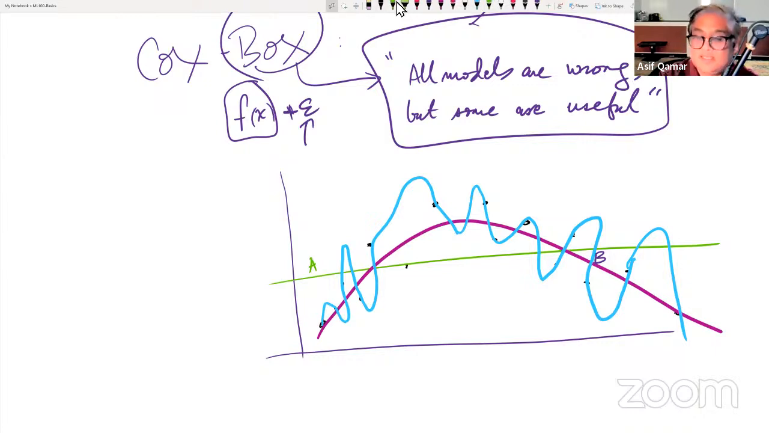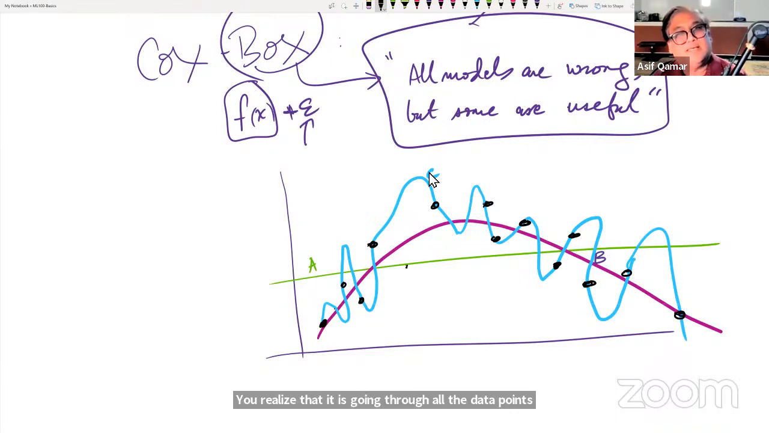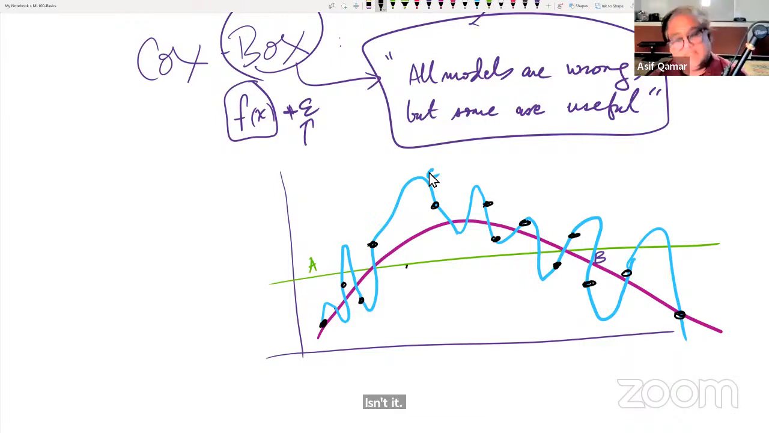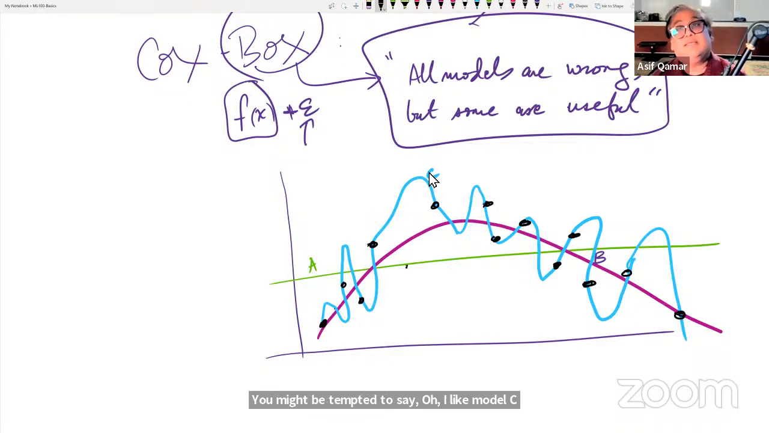If you notice, the blue line, which is C, happens to have no errors at all. You realize that it is going through all the data points, isn't it? So if you're just looking at the total error, you might be tempted to say, oh, I like model C. And yet, intuitively, you may say that no, it doesn't look right.